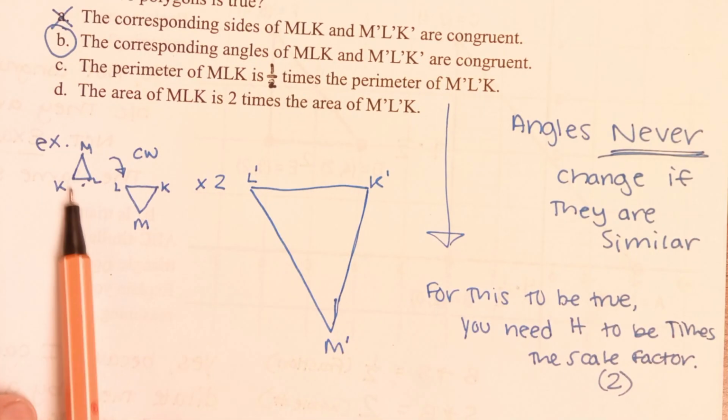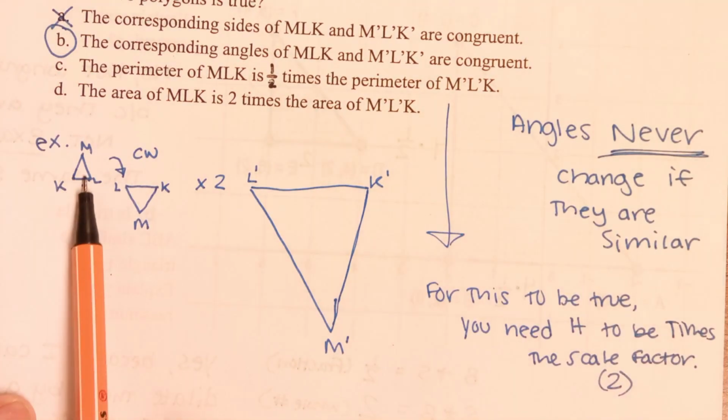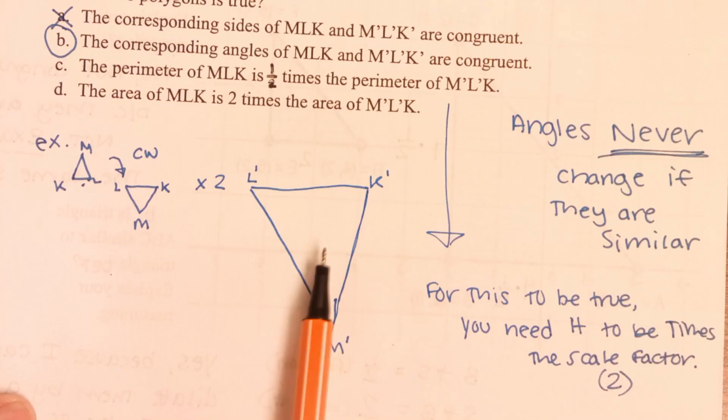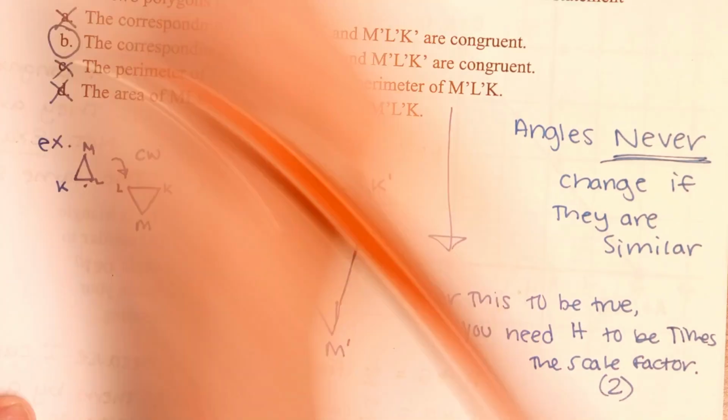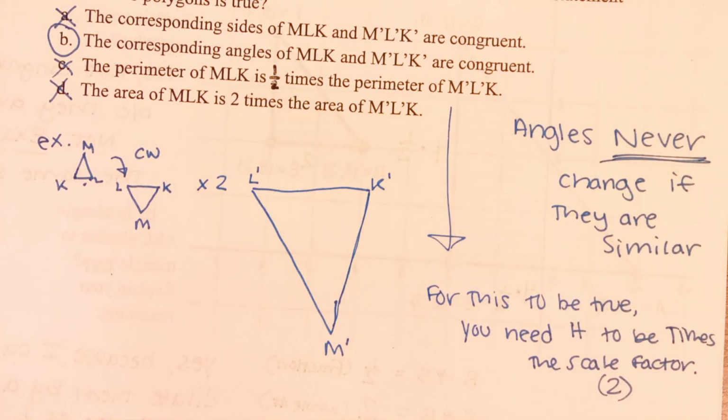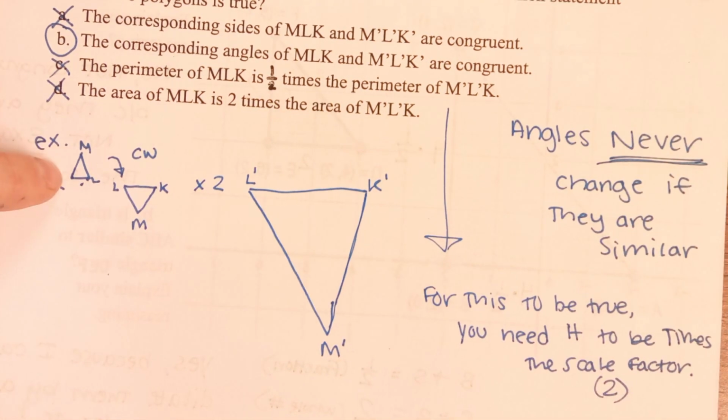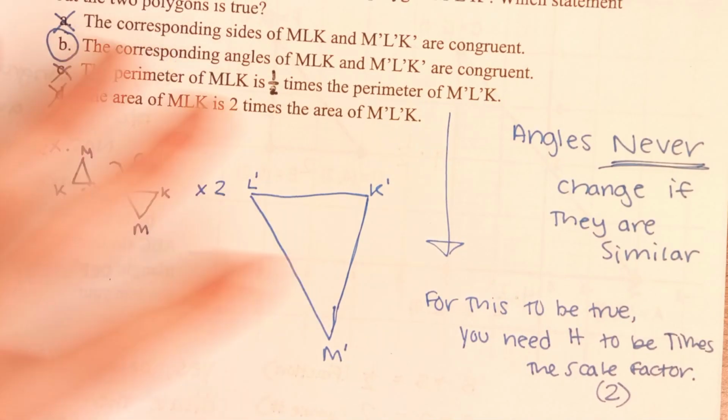The corresponding angles of MLK and MLK prime, they have to match. Angles never change if they're similar. And we know that these are similar because we did a series of transformations to get there. We rotated it and then we dilated it. They get to the same location every time.